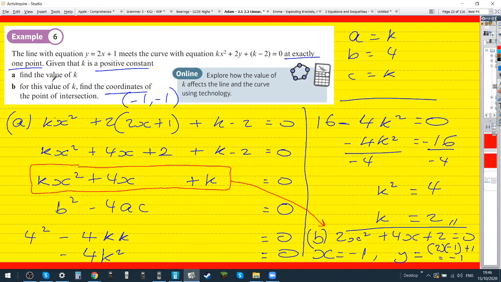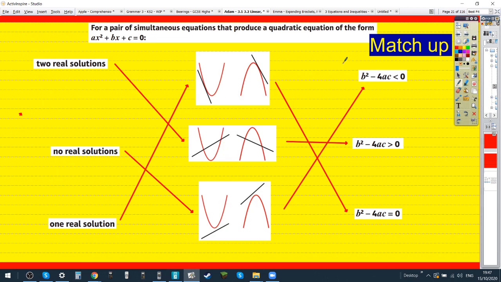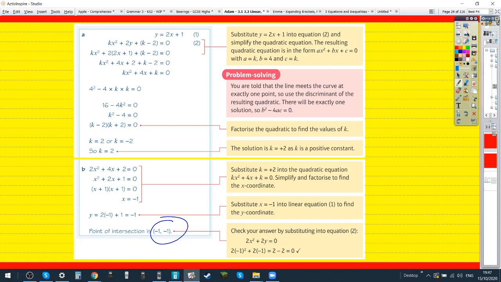So we had to do it in terms of k. We couldn't solve it because we don't know what k is. But then they told us that there's exactly one point of intersection. And so we know b squared minus 4ac is equal to 0. Discriminant is equal to 0. Exactly one real solution. Any questions about that one?